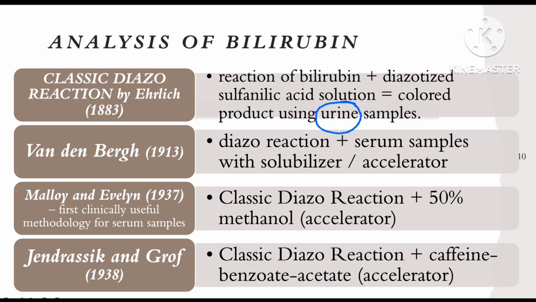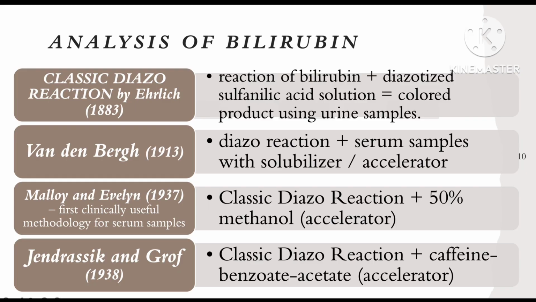And this reaction could only detect conjugated bilirubin because unconjugated bilirubin is not water soluble and doesn't react unless an accelerator is added. So the limitations for this is that it is not suitable for serum and it couldn't measure indirect bilirubin because there's incomplete picture of bilirubin metabolism.